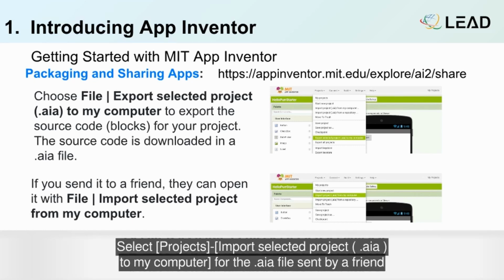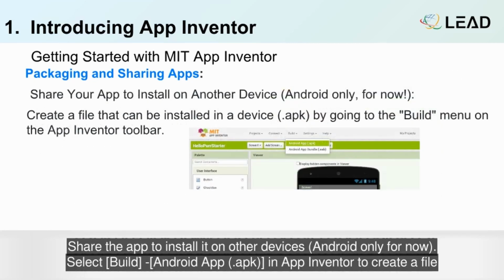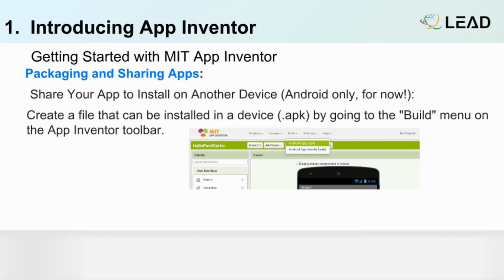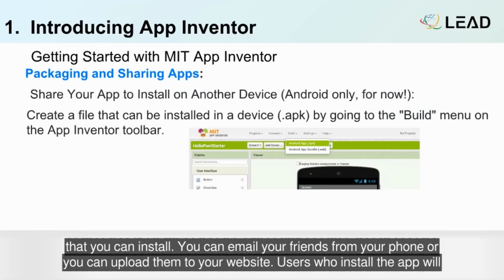Select Projects, Import selected project (.aia) from my computer, for the .aia file sent by a friend. Share the app to install it on other devices, Android only for now. Select Build, Android app (.apk), in App Inventor to create a file that you can install.